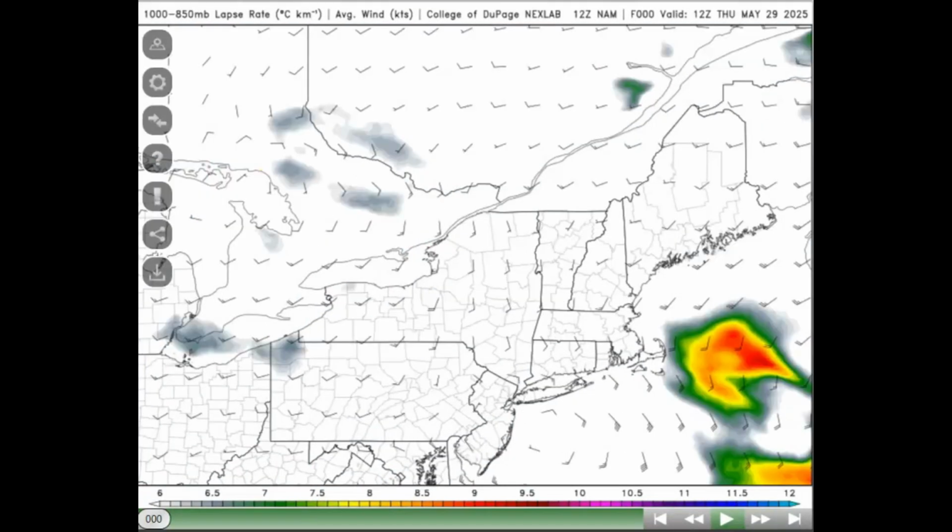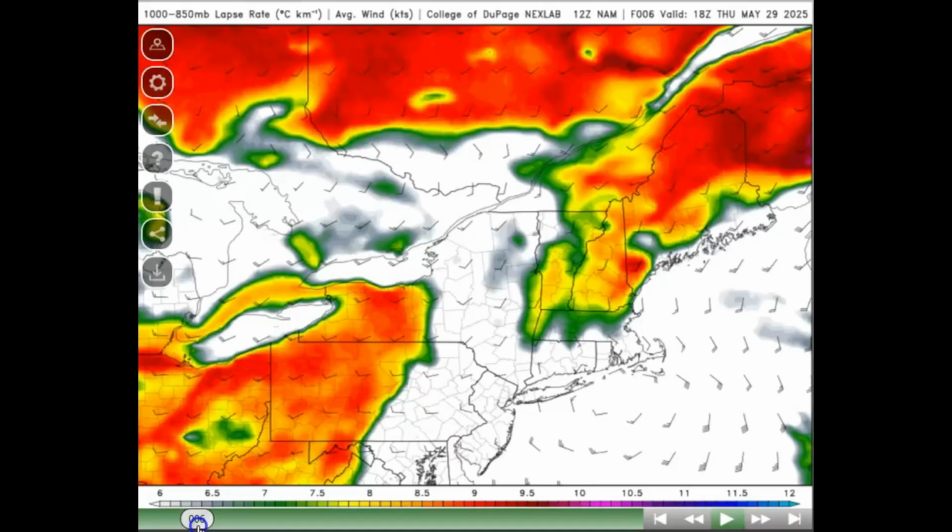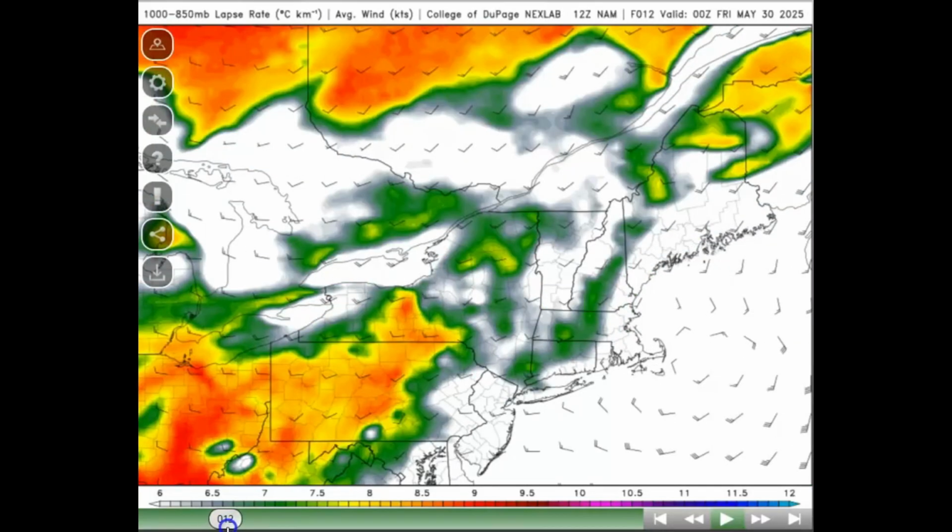Okay, so building upon the idea of more sunny breaks or more solar heating tomorrow afternoon, later morning into the afternoon, this will help to maximize, as I mentioned, instability. One way to look at that instability factor is by looking at this thing called low-level lapse rates. It's pretty much a fancy way of saying how quickly temperature is decreasing with increasing altitude. The brighter colors represent steeper decreases in temperature with increasing altitude.